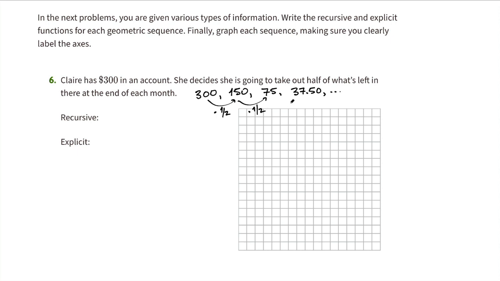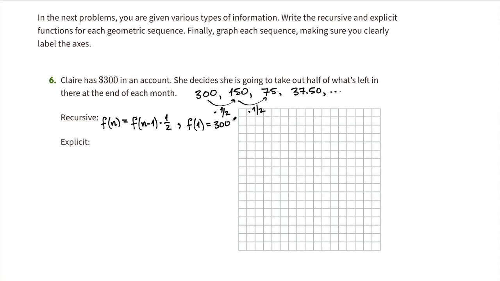So the recursive equation, if we wanted to get the nth term, we would need to look at the term before it, which is f of n minus 1, and then multiply it by 1/2. And of course, with every recursive equation, we need to give a starting value. Our starting value here is f of 1, which is equal to 300.